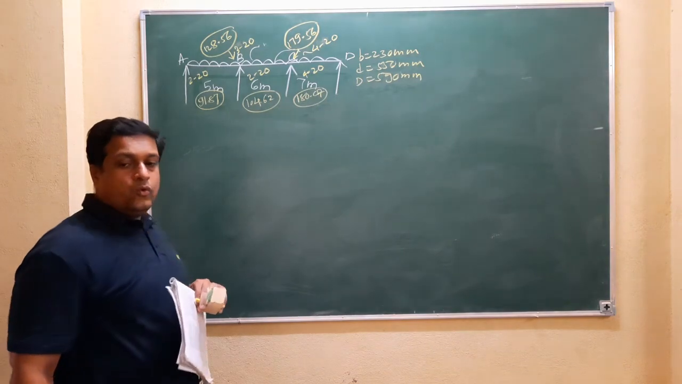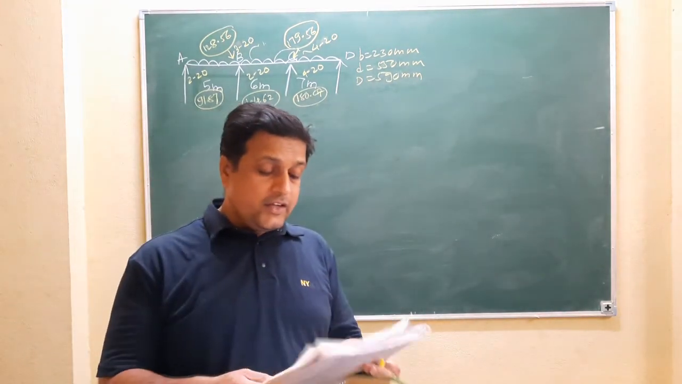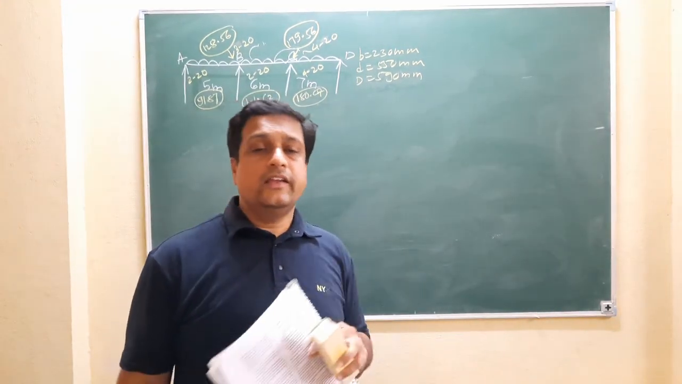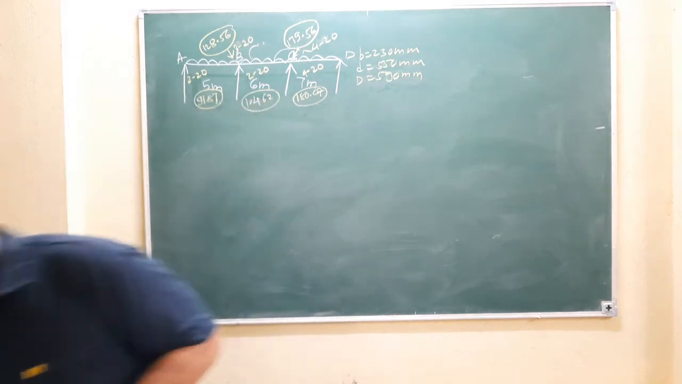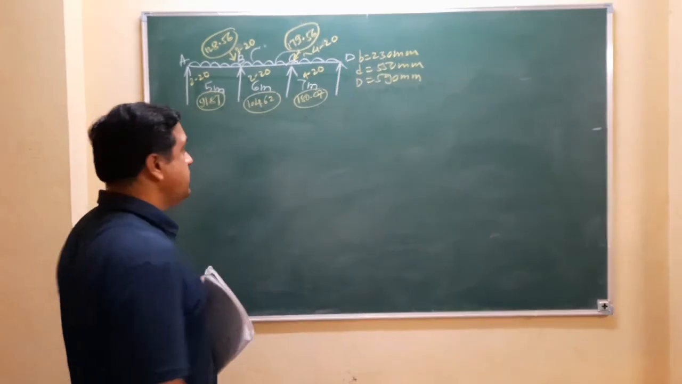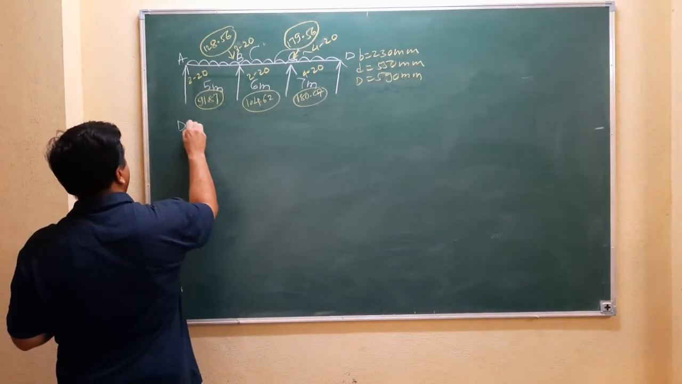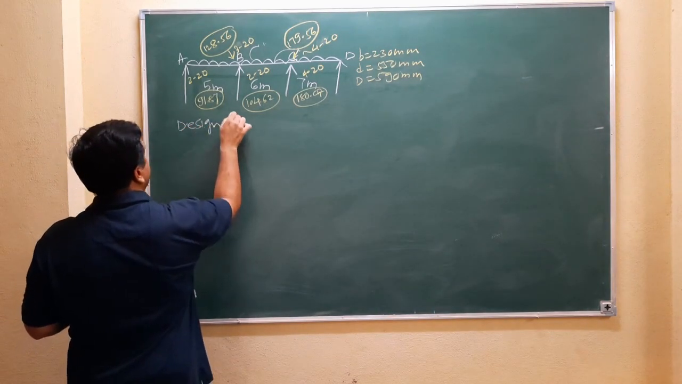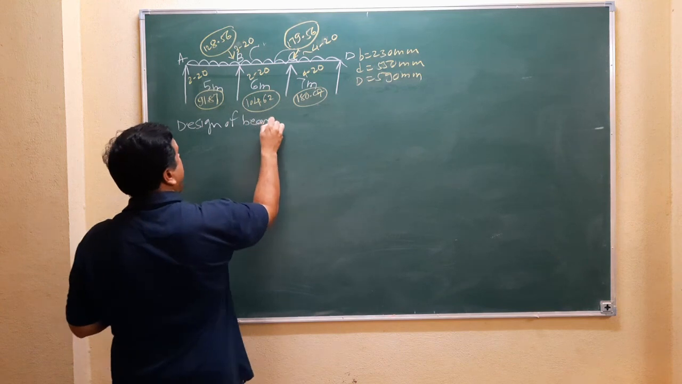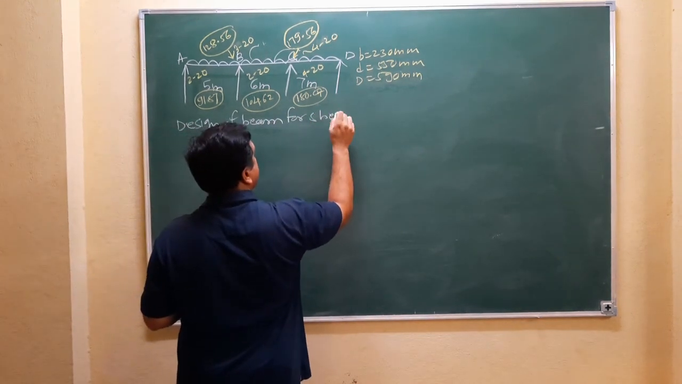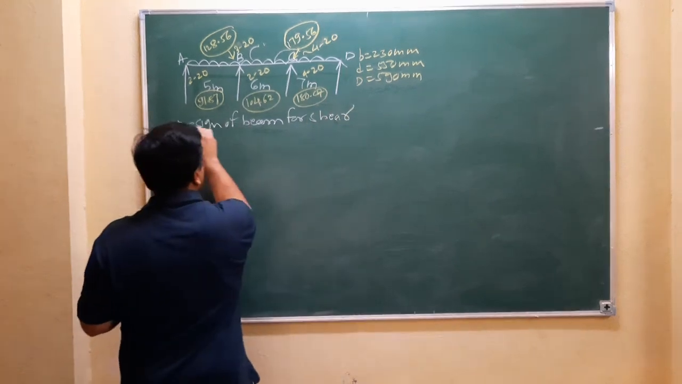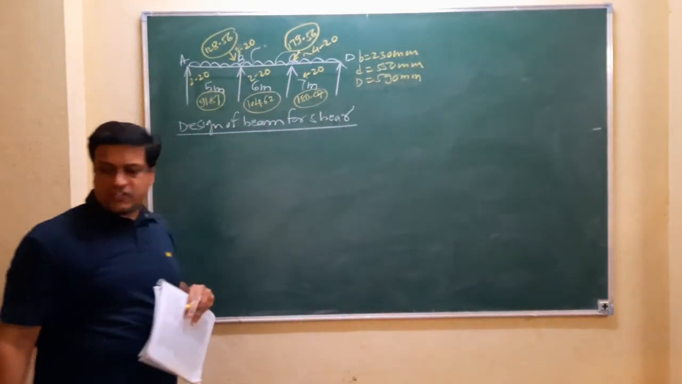Now what to do? The next thing is the design of beam for the shear. Design of beam for the flexure is over. Now you have to design the beam for the shear. Design of beam for the shear.